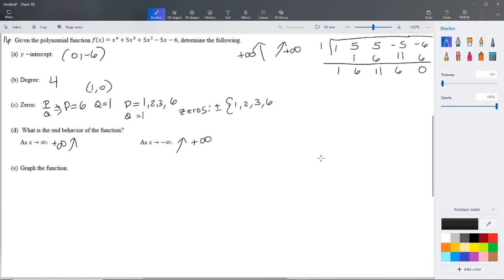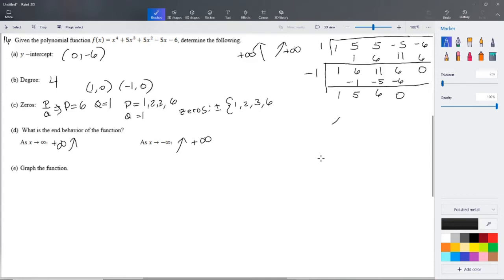All right, so then let's redraw our box right here because this hit, and let's try negative 1. 1 comes down. 1 times negative 1 is negative 1. 6 and negative 1 make 5. 5 times negative 1 is negative 5. 11 and negative 5 is positive 6. 6 times negative 1 is negative 6. And we just hit another 0. Negative 1, 0 is another 0 here.